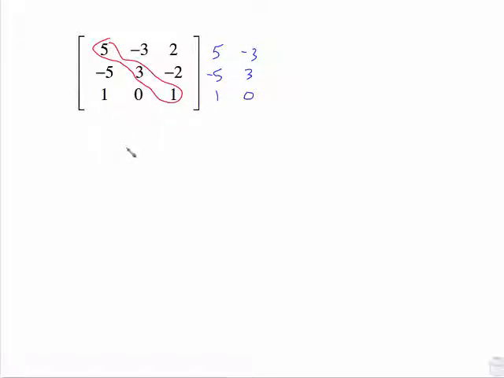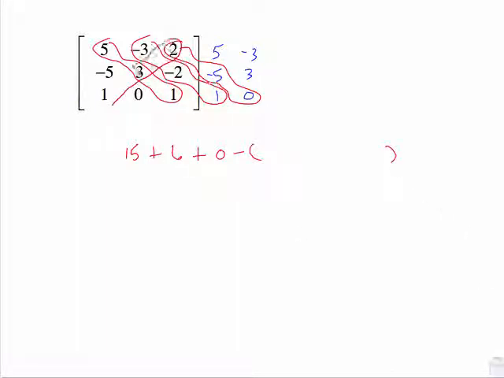5 times 3 times 1 is 15, plus negative 3 times negative 2 times 1 is 6, plus 2 times negative 5 times 0 is 0, minus parentheses. Let's work our way up. 1 times 3 times 2 is 6, plus 0 times negative 2 times 5 is 0, plus 1 times negative 5 times negative 3 is a positive 15. Outside is 21 minus 21, which is 0.